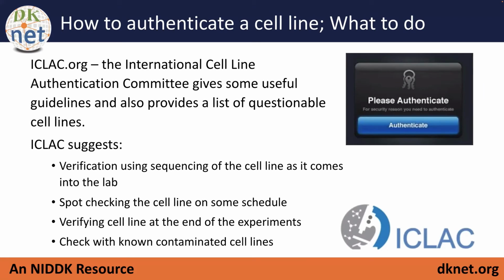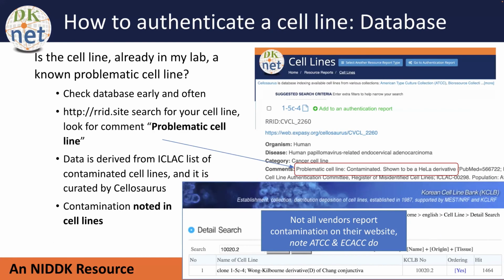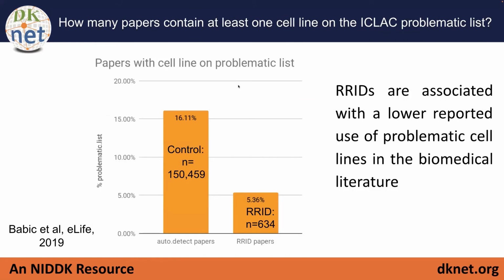And so for cell lines, ICLAC gives useful guidelines, and they also provide the list of these questionable cell lines. There are a number of steps that ICLAC suggests, and we provide these through our authentication report within dkNET. It will provide you with these references and citations. Through the database I showed you, you can find information about problematic cell lines. So we went over that a little bit before.